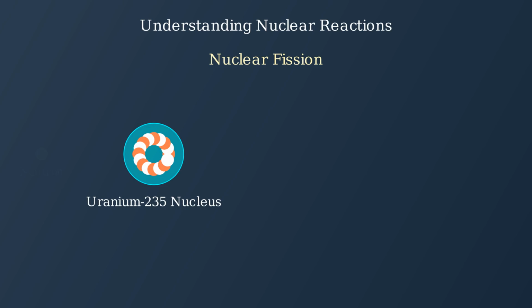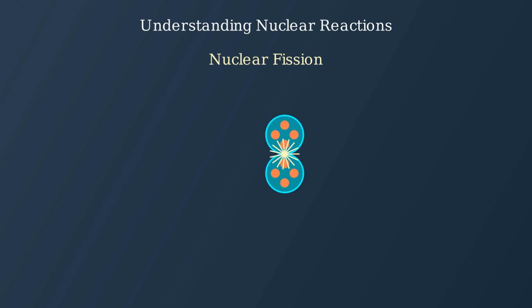In nuclear fission, a neutron bombards a heavy atom like uranium-235. When the neutron strikes the uranium nucleus, the nucleus becomes unstable and splits into two smaller nuclei. This process releases energy, radiation, and additional neutrons.